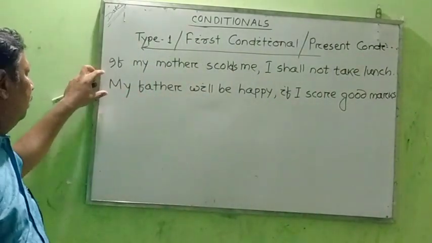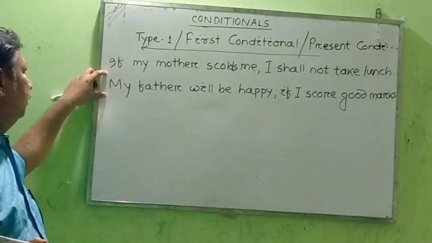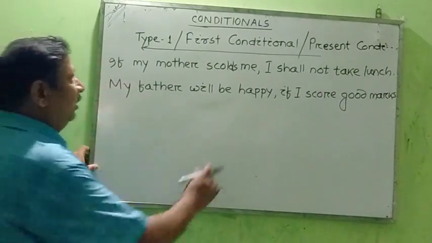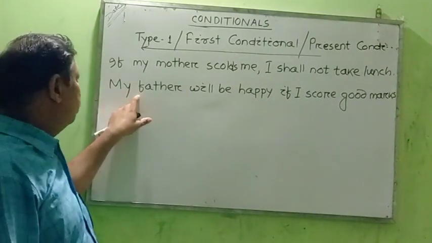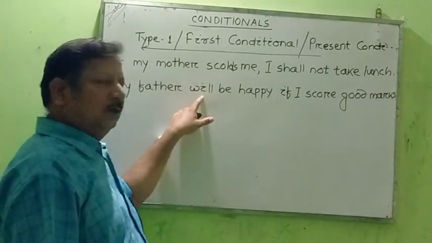Next, here we have just begun the sentence with the main clause. But in case of the main clause first, we should not put the comma. See here, this is the subject. Subject plus shall or will.